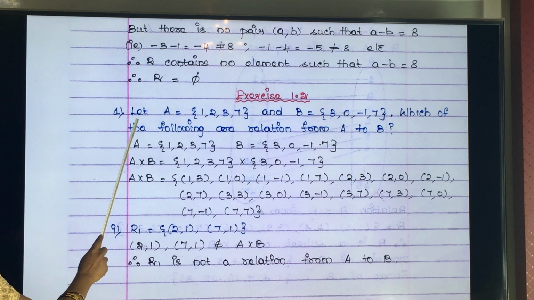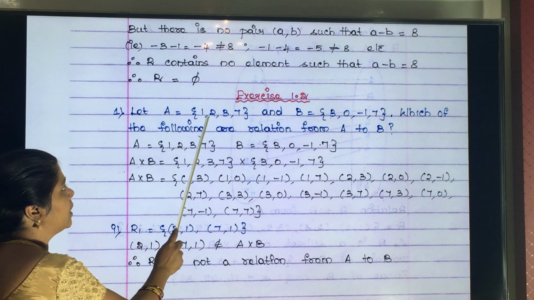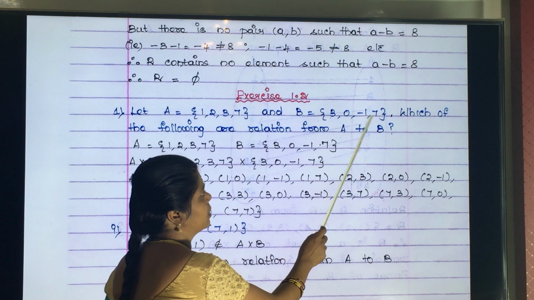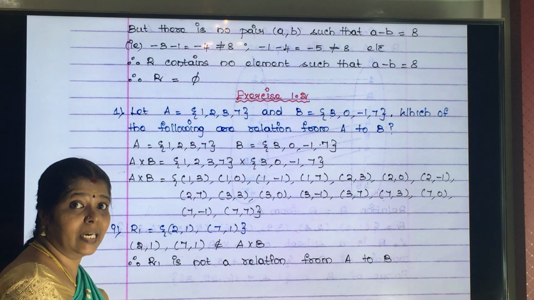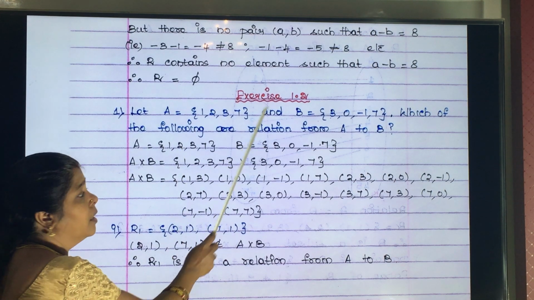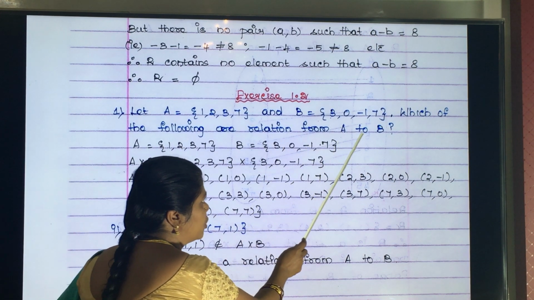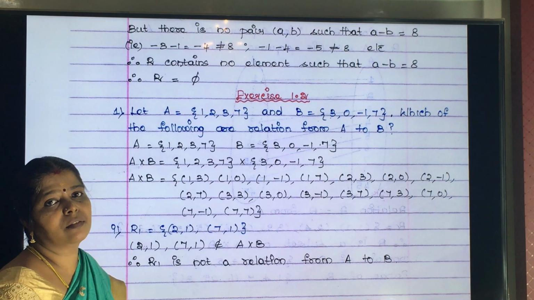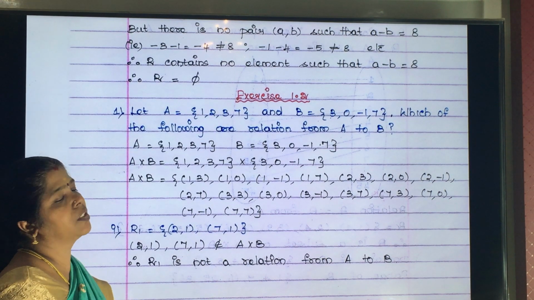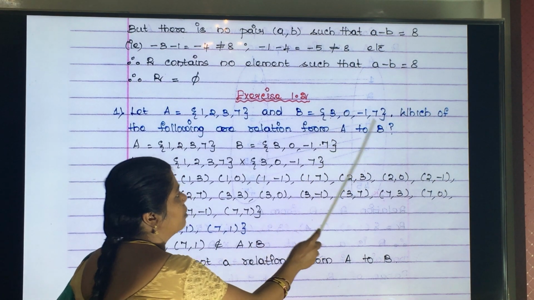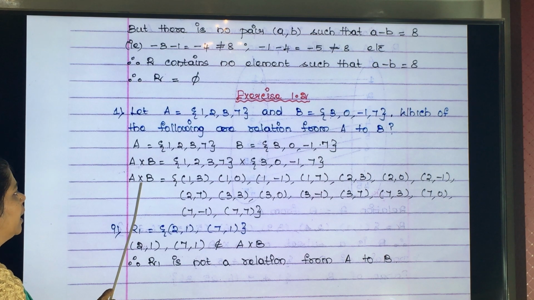First sum, let A = {1, 2, 3, 7}, B = {3, 0, -1, 7}. The question asked is, which of the following are relations from A to B? We need to find out of the given relations which all will become a relation from A to B. So for that what we need to find out? First we need to find A cross B.